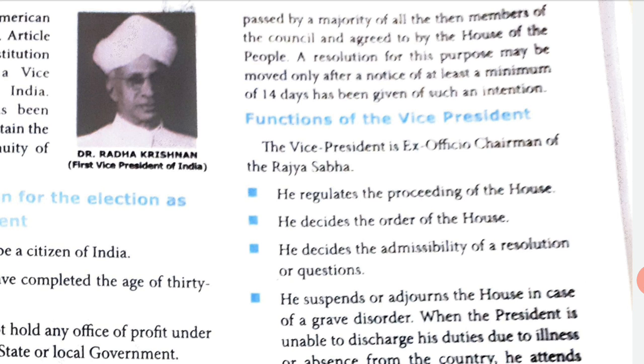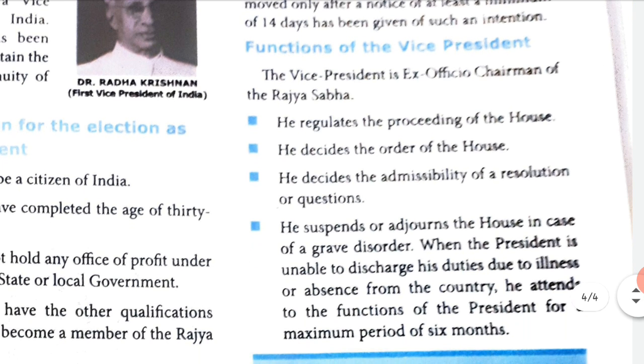He decides the admissibility of a resolution or question. So if any question is supposed to come to Parliament, he has to decide whether he can allow it or not. He can suspend or adjourn the House in case of grave disorder. So if Parliament is not functioning well, or people are shouting, then he has the possibility to suspend it.